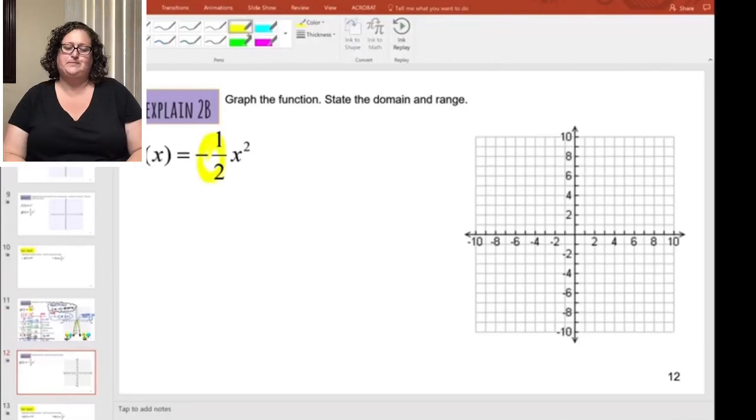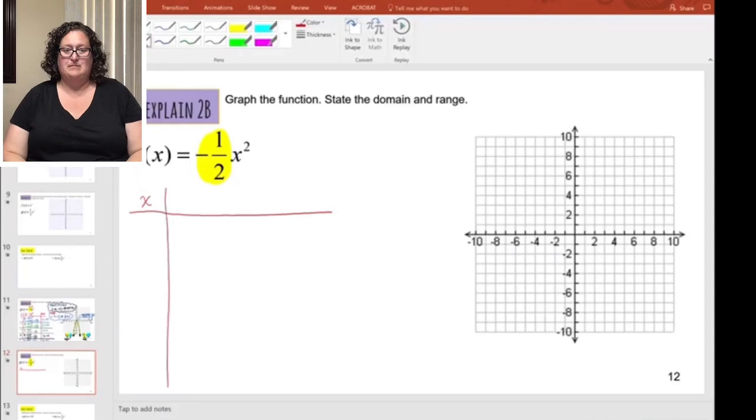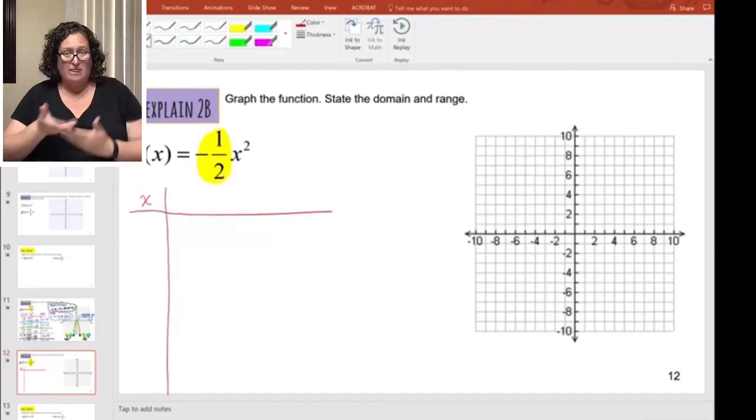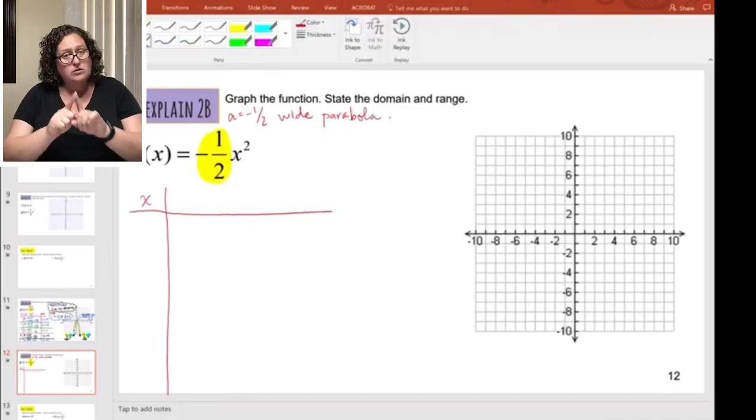Our a value is a fraction. When we use a table to graph, we want our x values to be multiples of whatever the denominator is. The denominator is 2, so our x values are going to be multiples of 2. Based off the equation, I know two things. One, I know that my parabola is going to be wide, and that's because a is -1/2. I also know that the parabola will open down.